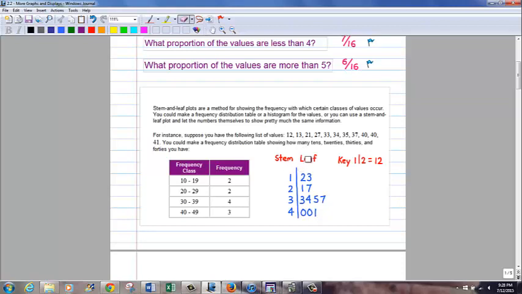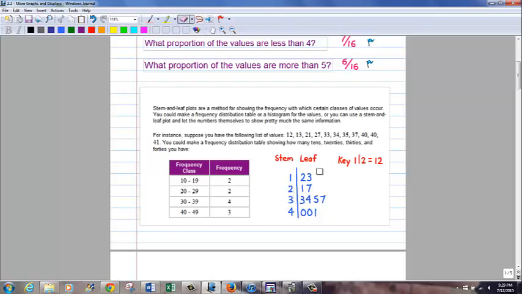Now for 13, we put a 3 in there. 1 with 3 makes 13. So you see those leaves don't interact with each other. Every leaf goes with the stem. So the next one, 21. 2 with that 1 leaf makes 21. 2 with the next leaf, 7, makes 27. And then 33 would be 3, 3. 34 would be 3 and 4.